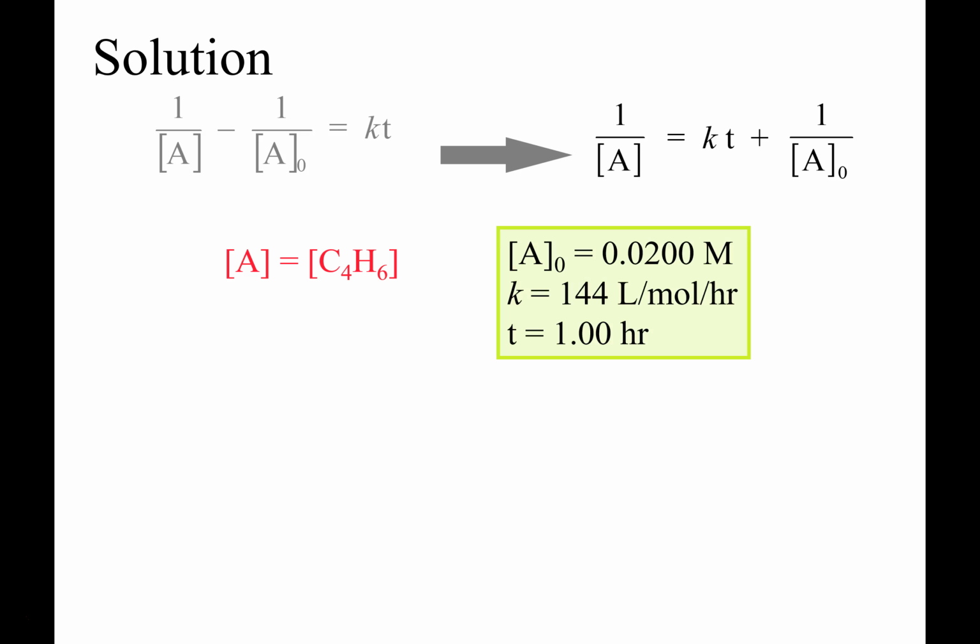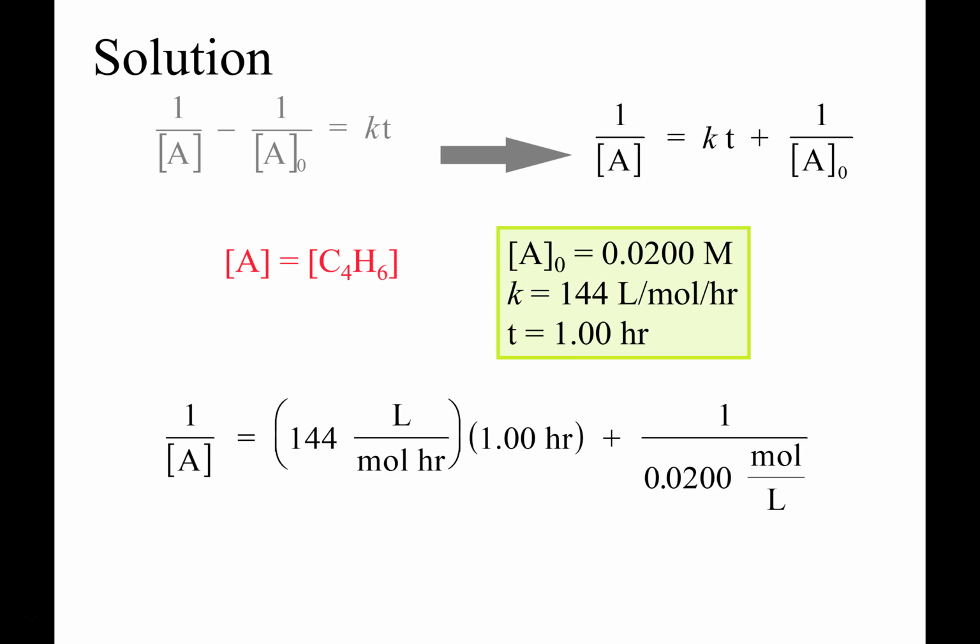Go ahead and plug in what we got. So 1 over A is equal to 144 liters per mole per hour. That's our K, times the time of interest, which was 1.00 hours. Our units of time are great. Remember, we had to kind of fix the whole month year last time, but they're fine. Plus 1 over the initial molar concentration of A, which was 0.020 moles per liter. So throughout Chem 1 and still in Chem 2, you have to include your units when you're working problems.